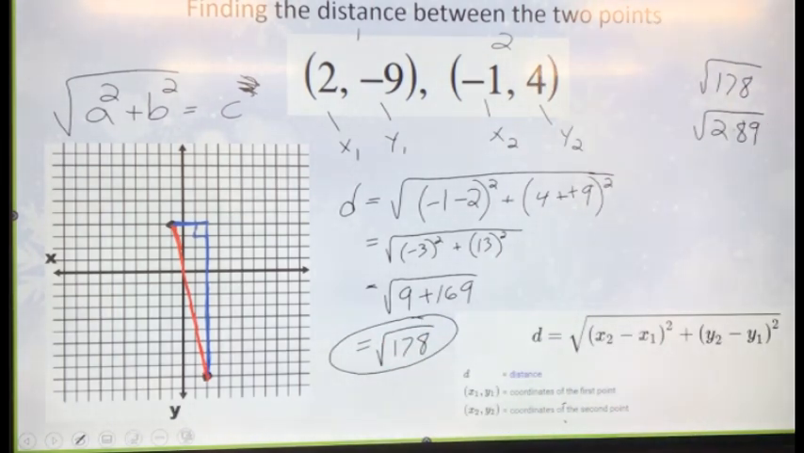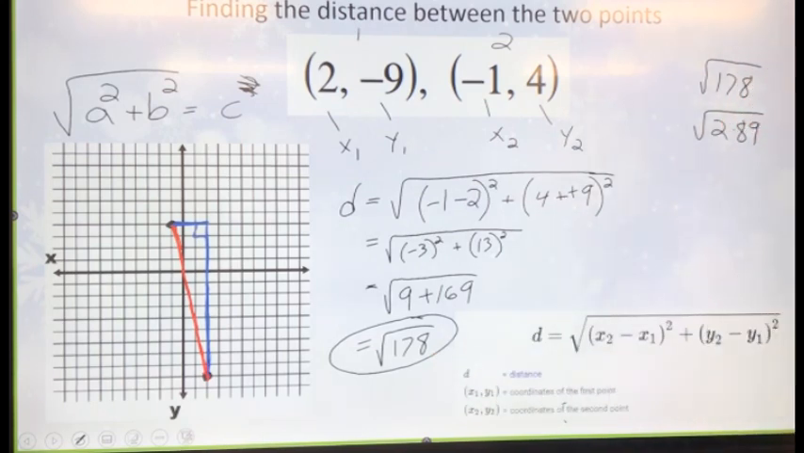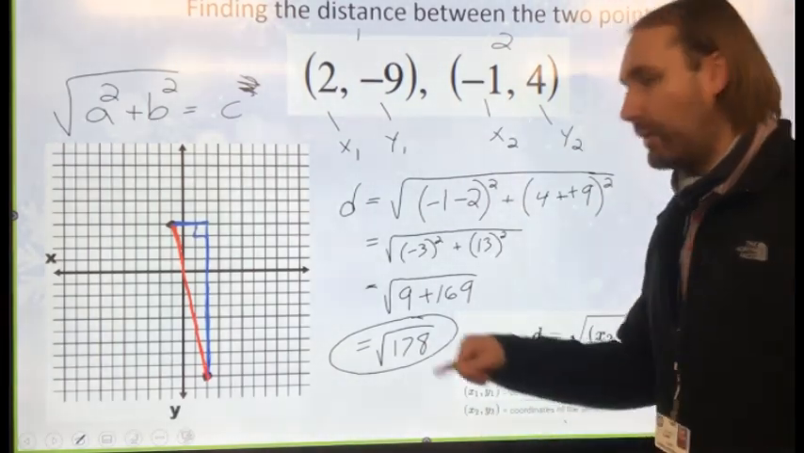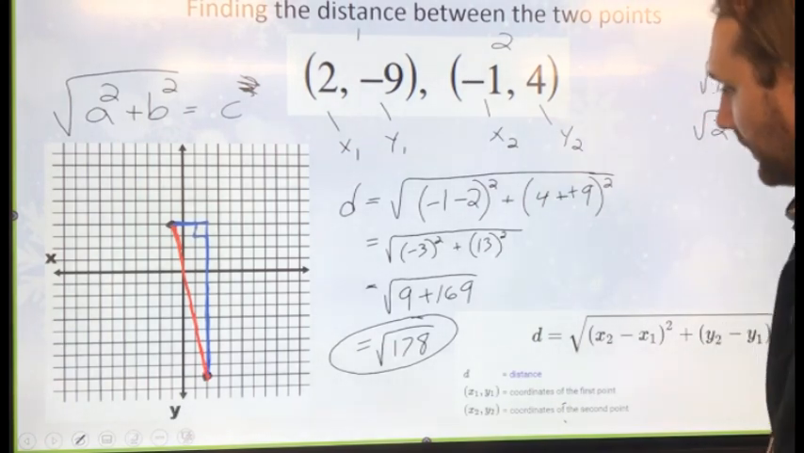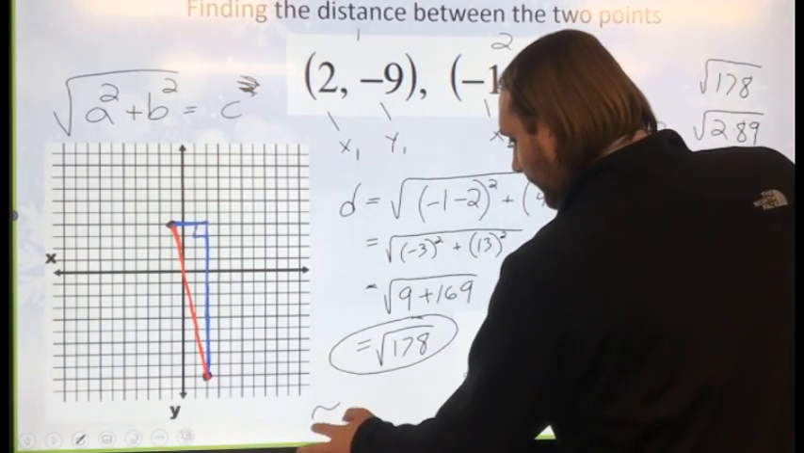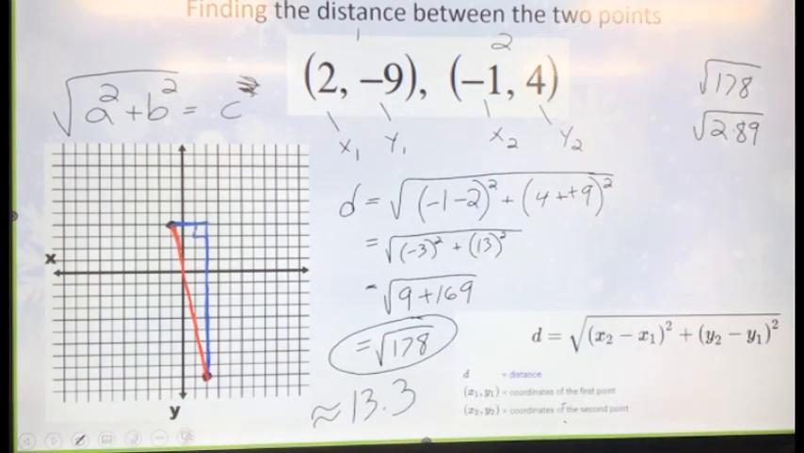Again, for the purpose of Connect Math, MyMathLab, you want to keep it in exact form. But if I tell you the distance between my house and Cypress Park High School is the square root of 178, that doesn't make sense, does it? In the case we're talking about distance, it is okay to have decimals. So the square root of 178 is approximately 13.3. If I tell you I'm 13.3 miles away, that makes a lot more sense than if I tell you I'm the square root of 178 miles.